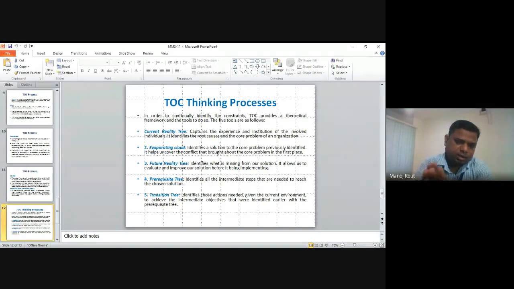So these are the theory of constraints thinking process tools, which are implemented very widely nowadays. And as I told, these tools, starting from the current reality tree, then the evaporating cloud, then the future reality tree, prerequisite tree, and transition tree, are very helpful to maximize throughput. If you maximize the throughput, obviously your common objective of making profit is enhanced by the implementation of the theory of constraints.